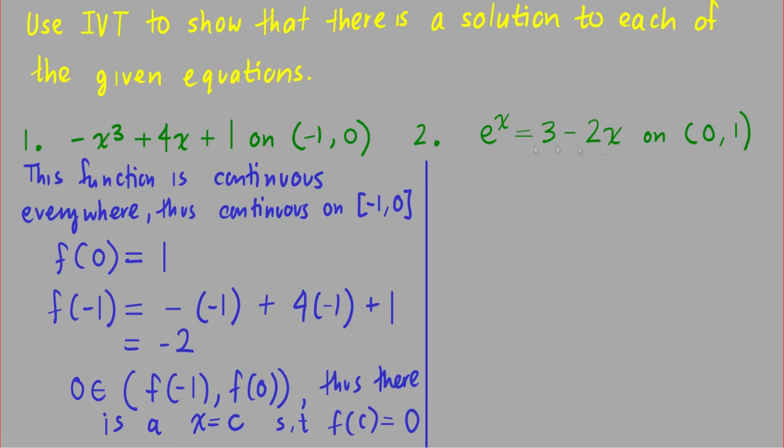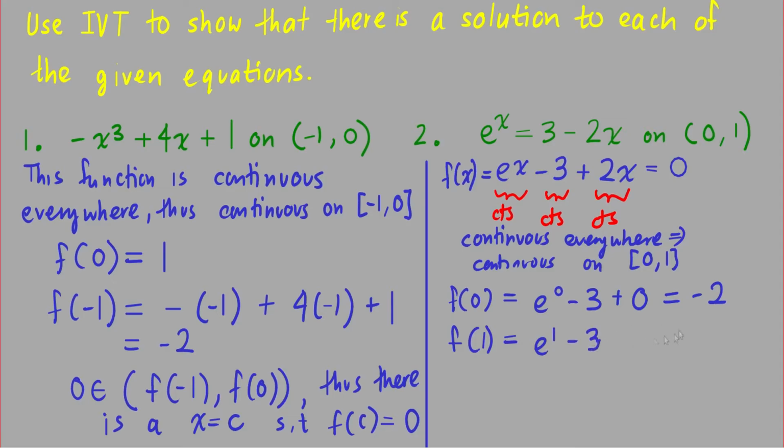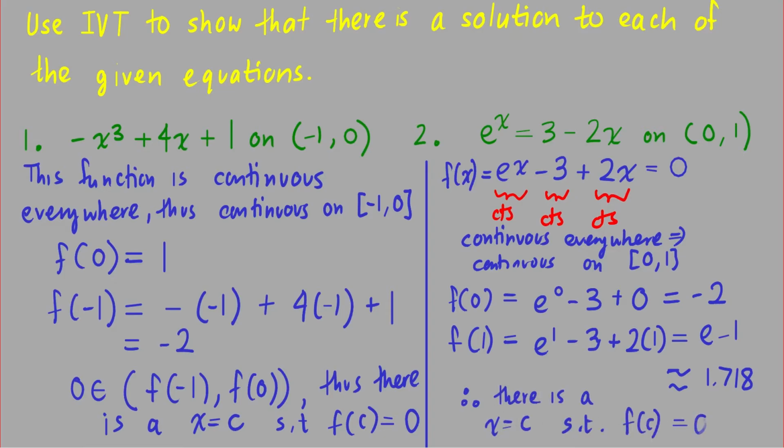Now for the second example, we have to rearrange the function to get all the terms on the same side, and then we can have a function we can work with. If we investigate, we see that this function is composed of three continuous functions. Thus we have a function that is again continuous everywhere, and therefore also continuous on our interval of interest. We evaluate the function at the two endpoints, and we see that f of 0 gives us negative 2, and f of 1 gives us e minus 1. e is approximately 2.718, so this is going to give us a positive value. Again, what we found lets us know that there is a root in the interval from 0 to 1.